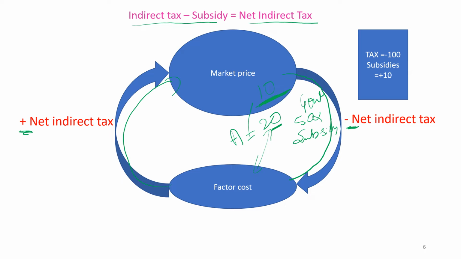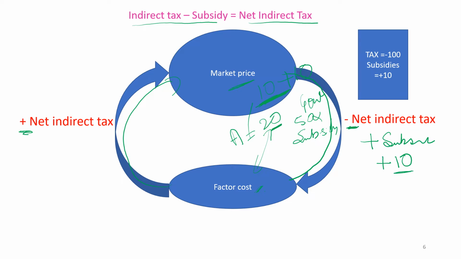If we add the given subsidy to this 10 rupees, then it becomes 20 rupees, which is equal to factor cost. So when you are arriving from market price to factor cost, you should add subsidies. How much subsidy is given? 20 rupees, sorry, 10 rupees. That 10 rupees you should add.